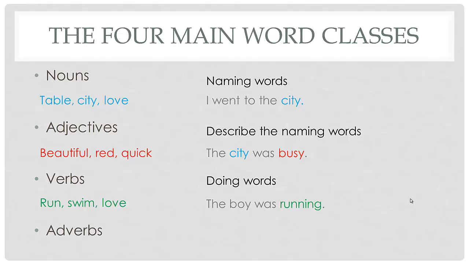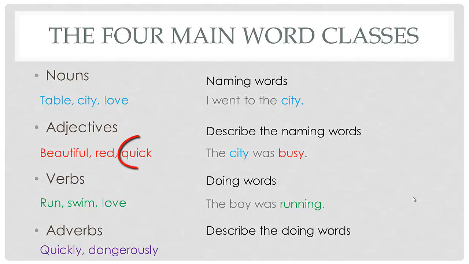So adverbs are another type of describing word, and we use the adverbs to describe verbs. They describe the doing words. So we've got quickly and dangerously as the examples of adverbs there. And like with the love example, you've got the word quick as an adjective, and then quickly as an adverb.